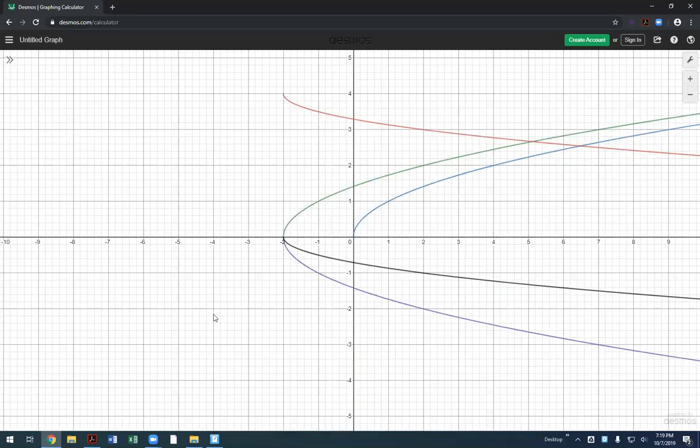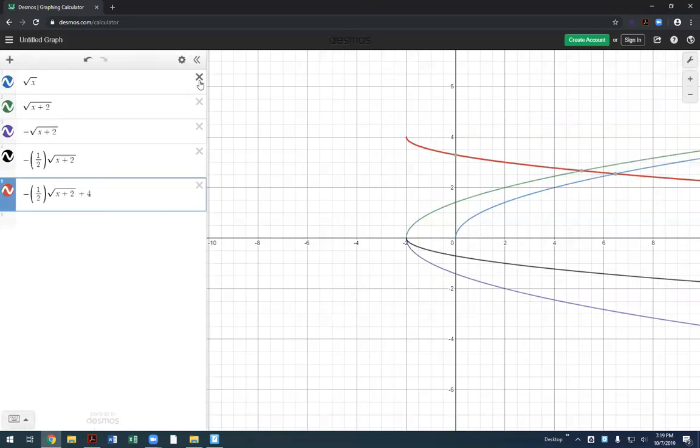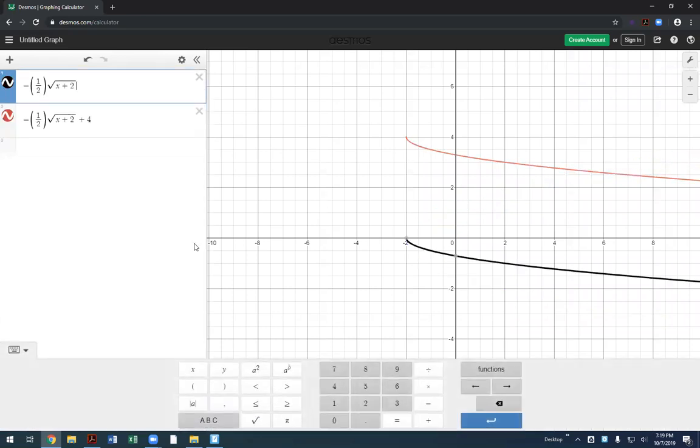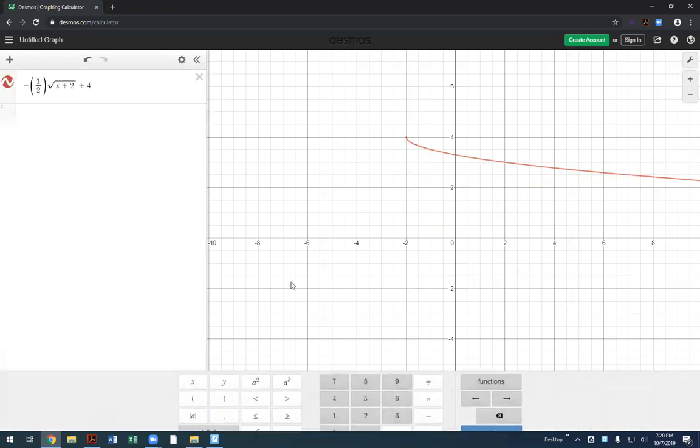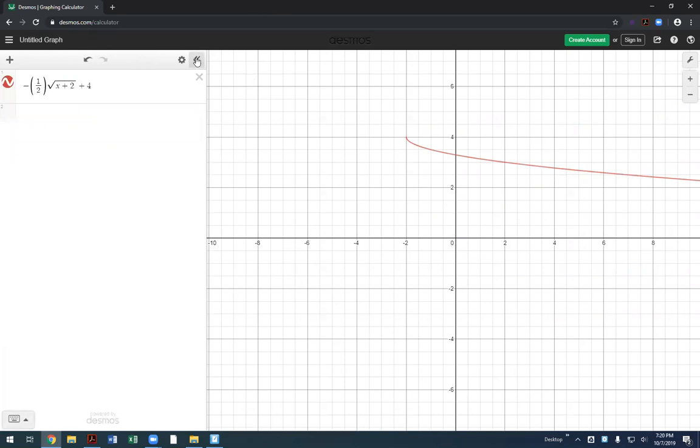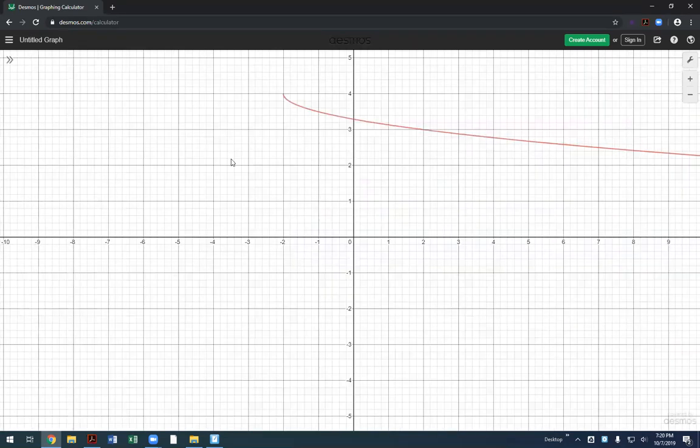It looks a little less jumbled here than it does on my screen. So first the original graph, moved it 2 units to the left, reflected it, shrunk it, and then vertical movement. So your final graph, obviously, if we take all of these guys out, is what your final graph should end up looking like. But you can see how in phases it changes from the base function to the final result. Okay?